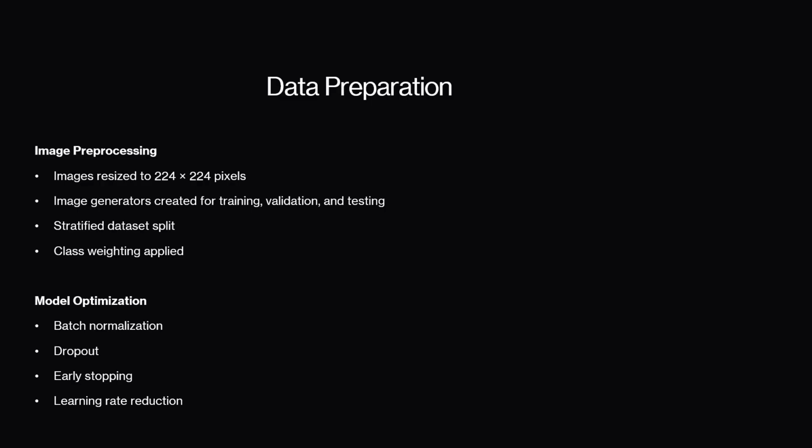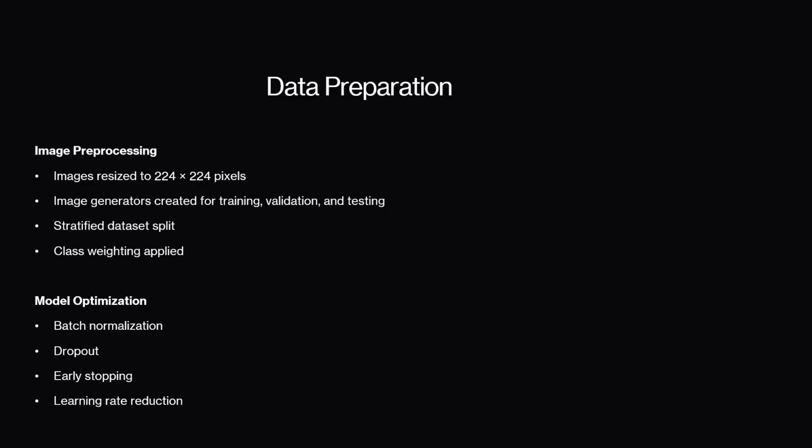After verifying the dataset, several pre-processing techniques were applied before model development began. Every image was resized to 224 by 224 pixels to create consistent model inputs. Image generators were then created for the training, validation, and testing datasets to efficiently feed images into each neural network during training.